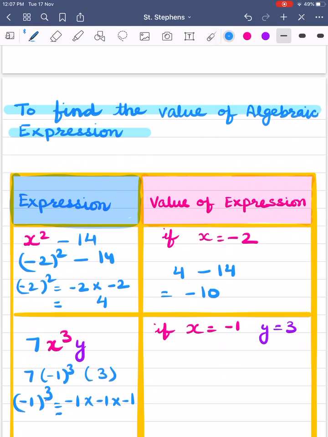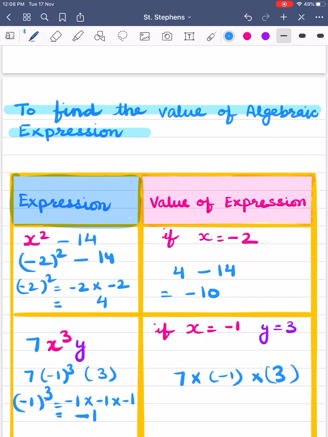Now ignore the sign and multiply as usual. So 1 × 1 × 1 is 1. Now here minus sign occurs 3 times, and children, remember, if minus sign occurs odd number of times, we have to take minus sign with the answer. So we get here −1. So here we have 7. Now (−1)³ is −1. So 7 × −1 × 3.